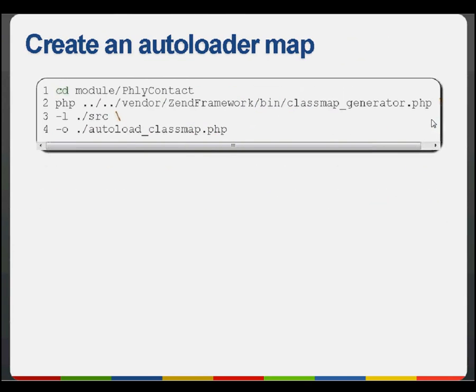We create an autoloader map, and the way we do this is we change directory into the module, and we then say simply php vendors/framework/bin/classmap_generator.php. And we're going to tell it that the source directory is where we want to look for the library, and we want to output this to autoload_classmap.php within the module itself.